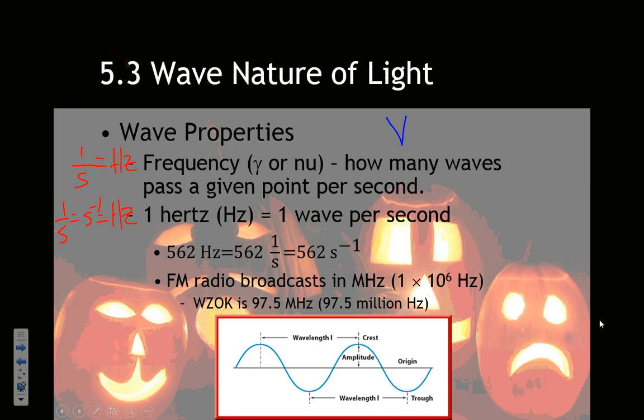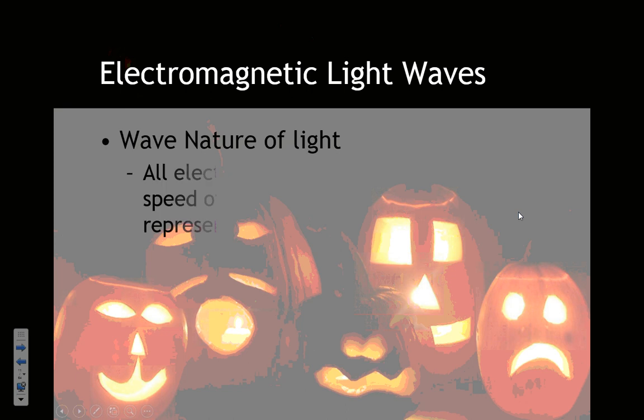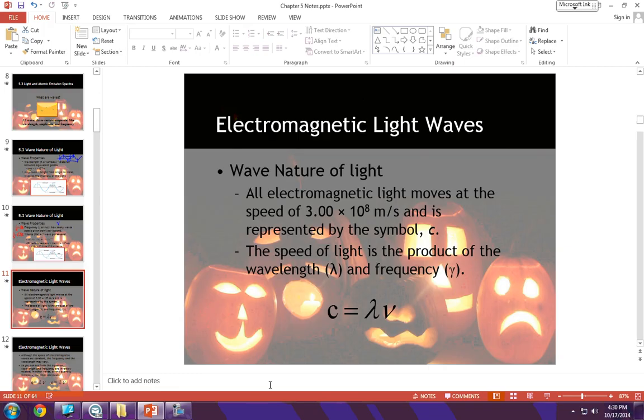And that's something that we'll end up talking about next day of notes when we get into doing some calculations with wavelength and frequency. But I believe that is the end of our first set of notes.